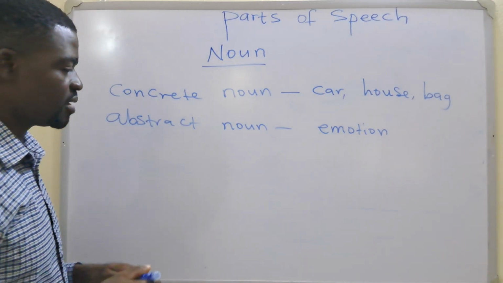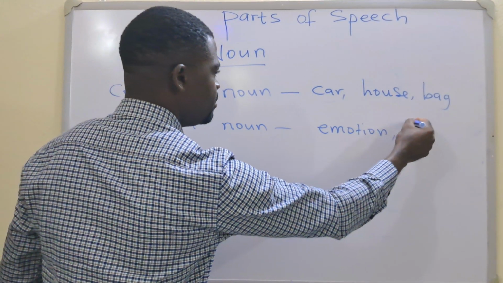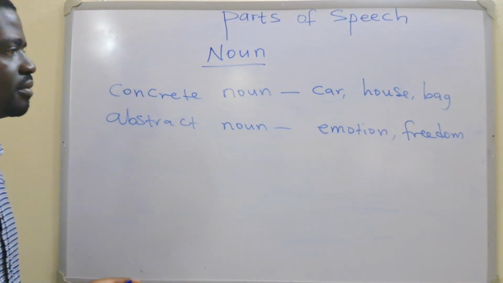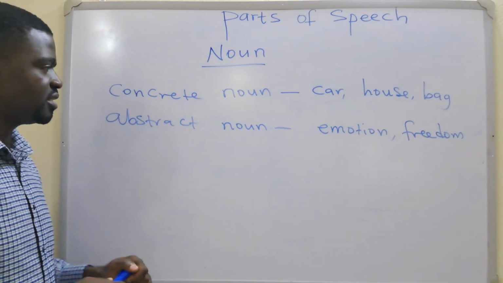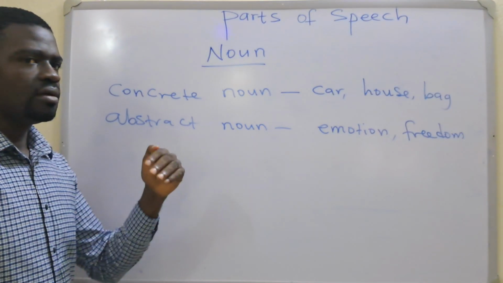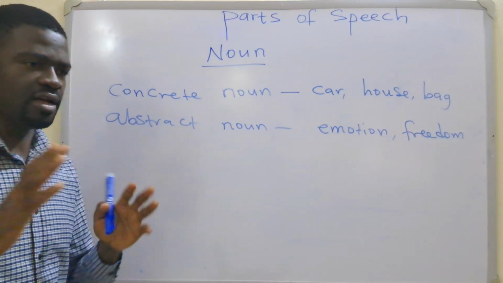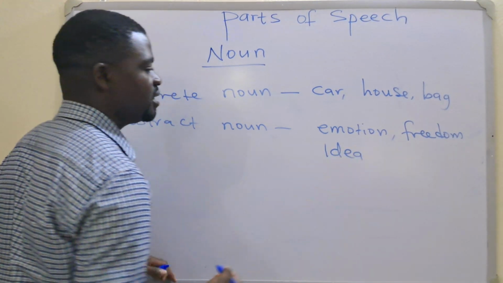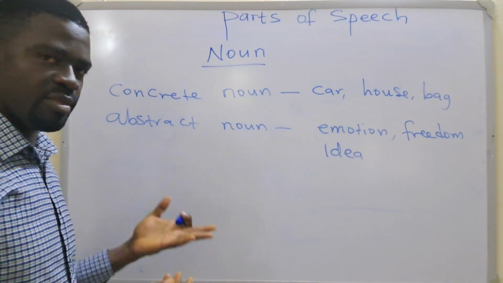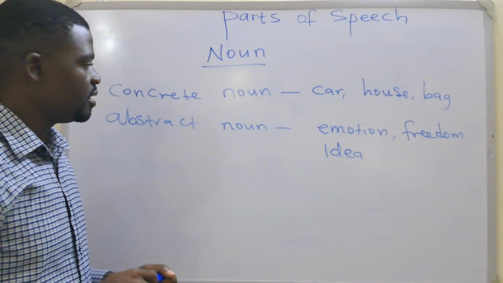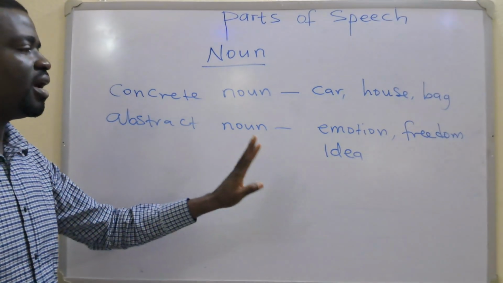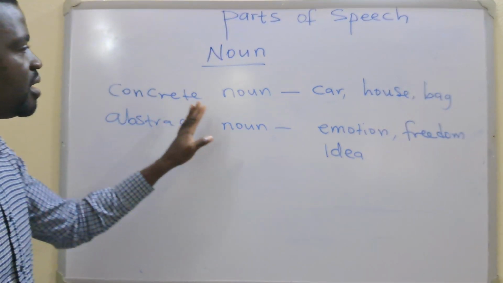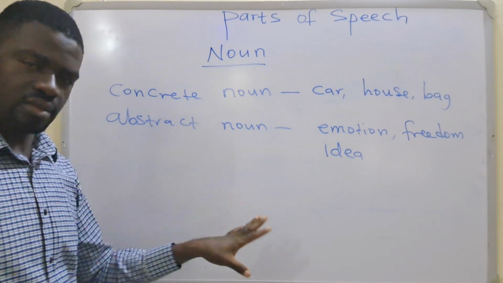So emotion should be abstract. Maybe freedom. Have you seen freedom? You can experience freedom, but you can't see it. So it's abstract. Most of the ideas we have are abstract. Even the name itself, the word idea itself, is abstract. Idea is a noun, the name of something, but it's abstract. We can't see it. So abstract nouns are those nouns that we cannot touch or see. Concrete are those we can see and touch.